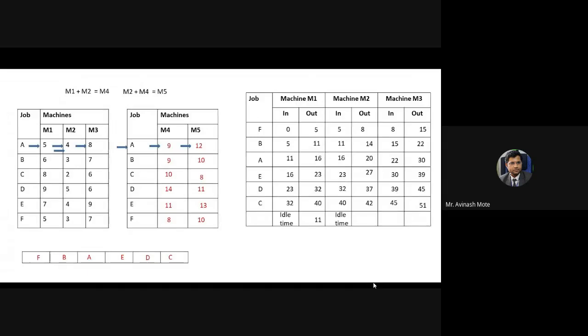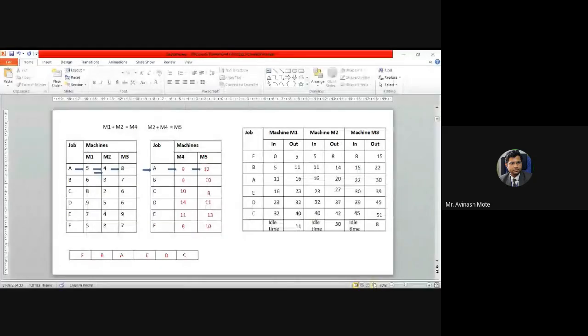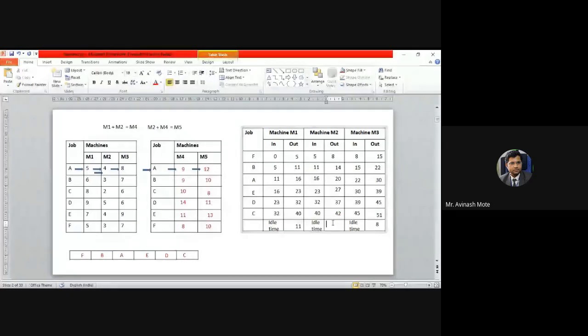Now notice, from F to B, the second job has come at 11 o'clock. Okay, so I'll minimize it. But I will write the addition here. Here, 5 plus, now here 8 to 11 means 3 hours waiting, plus 3. 14 to 16 means 2 hours waiting, plus 2. 20 to 23, 3 hours waiting, plus 3. 27 to 32, plus 5.